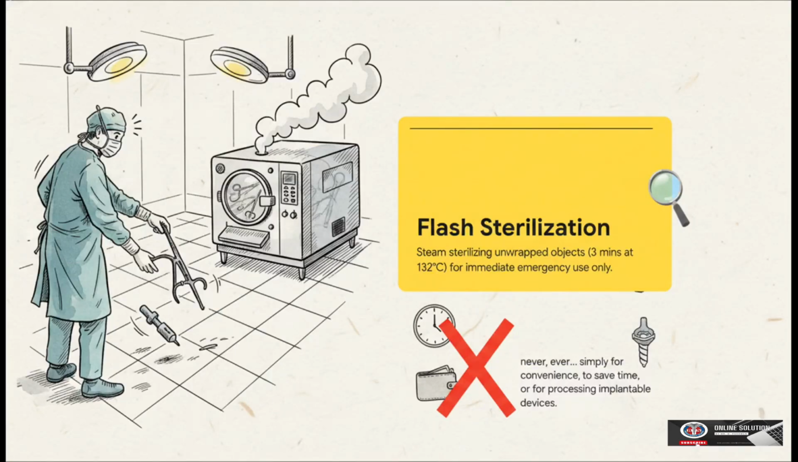Now, sometimes things just go wrong in the OR, right? Somebody drops a one-of-a-kind instrument on the floor. That's where flash sterilization comes in. It's a super fast 3-minute steam cycle for unwrapped objects.